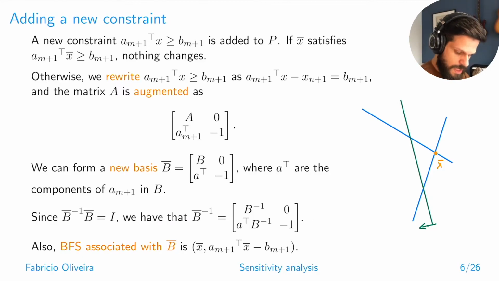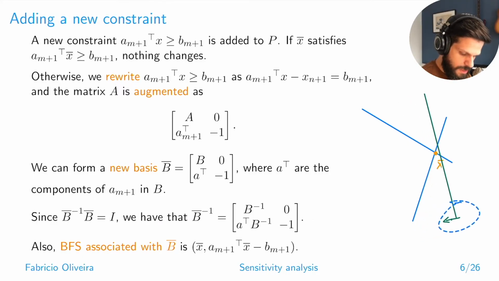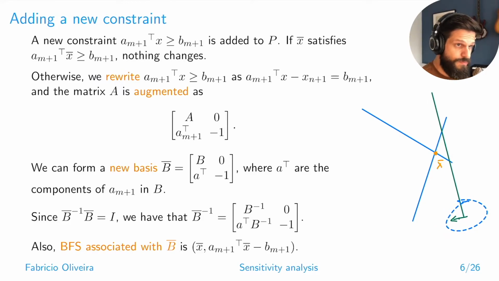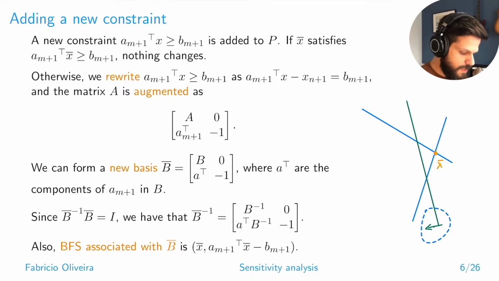The less interesting case I was on about is when this would be, say, that. So it doesn't change anything. Green is just a redundant constraint. So how do we go about it if we are in this second and more interesting case?